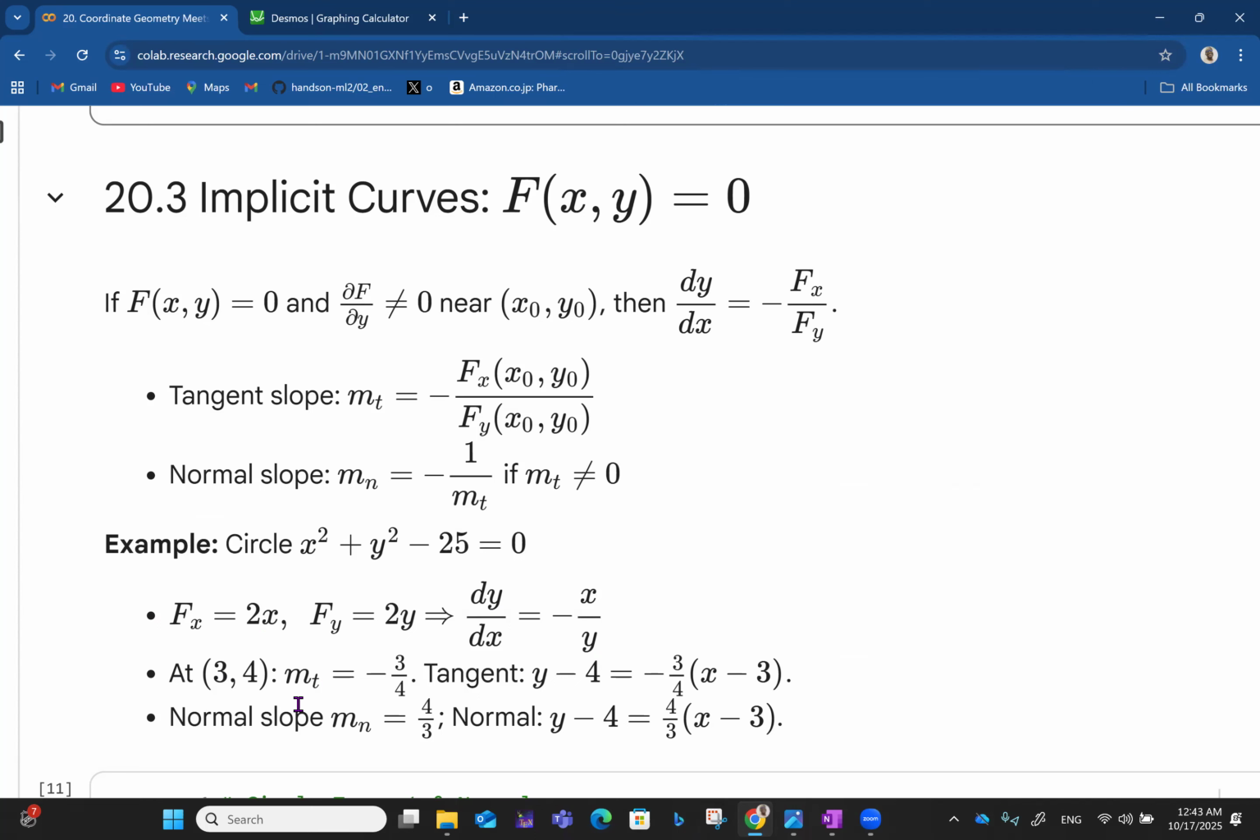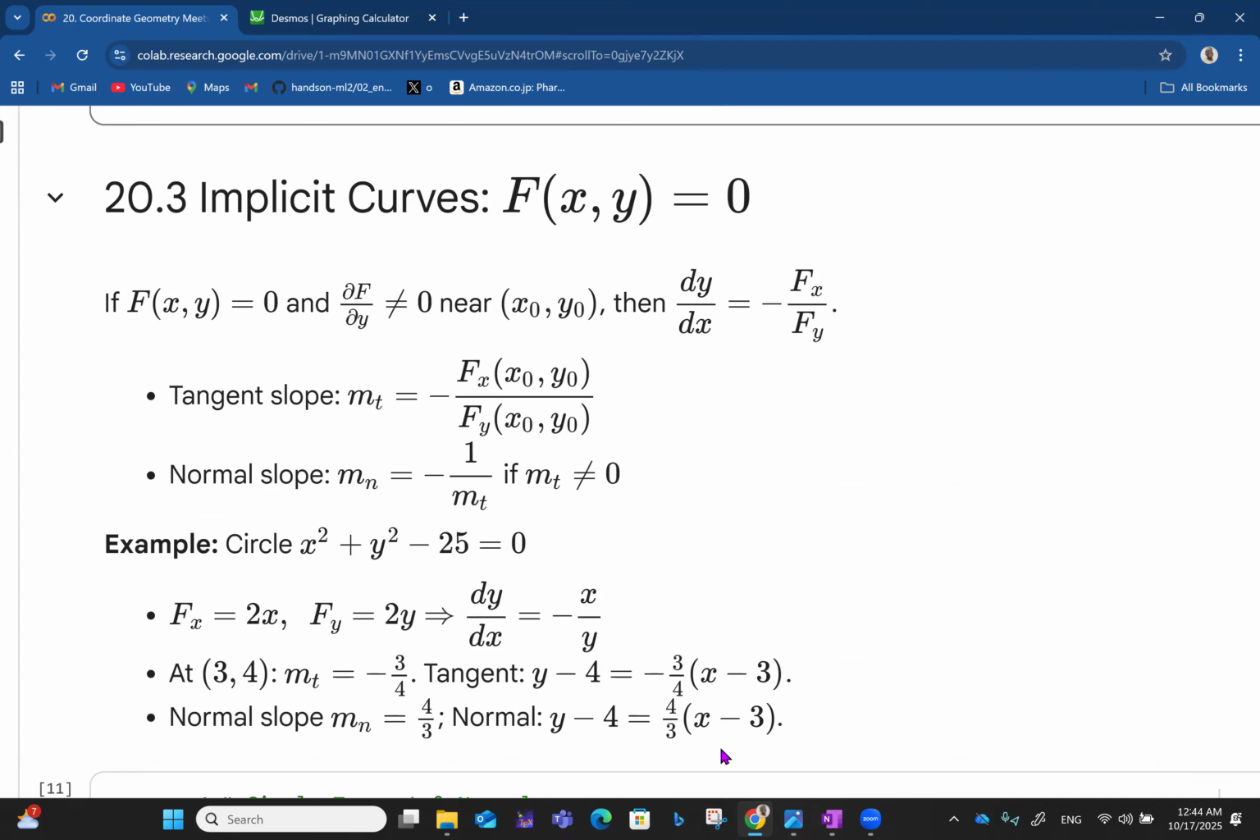At 3, 4, the tangent slope mt is minus 3 over 4. So the tangent will be y minus 4 equals minus 3 over 4 into x minus 3. For the normal slope, the negative inverse of minus 3 over 4 is 4 over 3. So this is the equation of the normal.